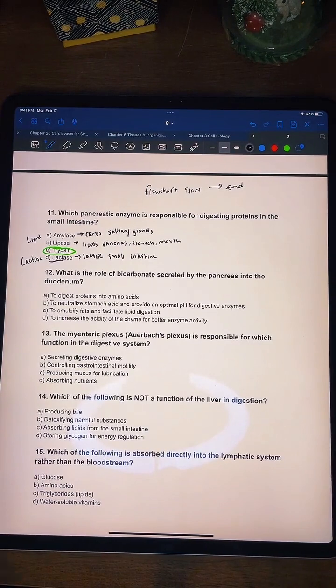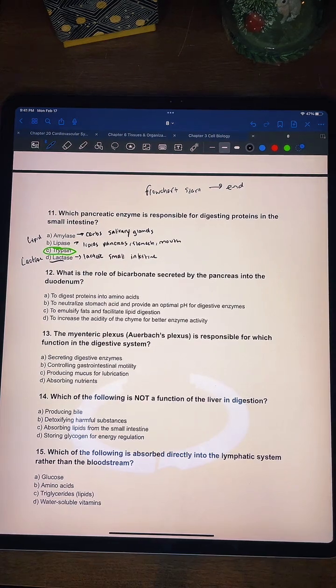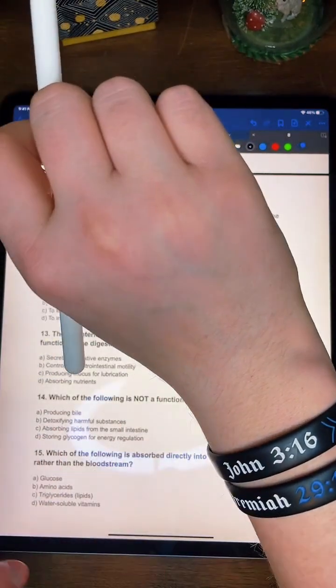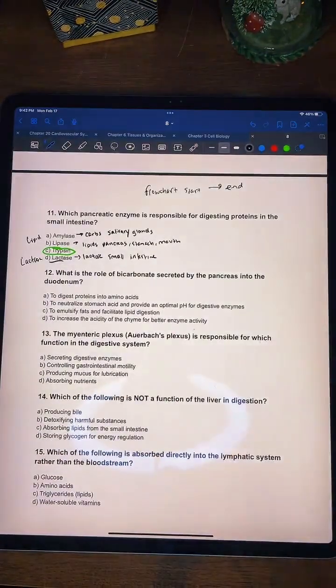Are we good to move on? Nice bracelet. Thank you. I appreciate that. Were you good on that question? Are we ready to move on to number 12? I like your bracelet. Yeah, thank you. I appreciate that. So you got John 3:16. I have more of these too. I know they've all broken. Jeremiah 29:11. Move on. All right.